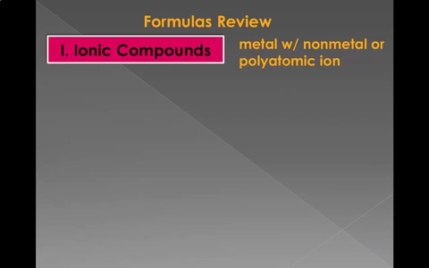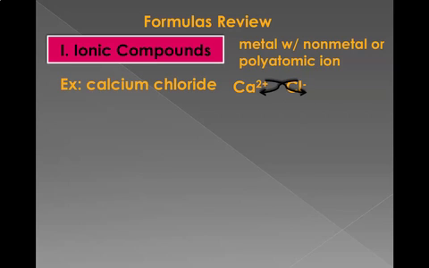For ionic compounds, that would be a metal with a nonmetal or with a polyatomic ion. For example, we have calcium chloride. Calcium is a +2, chloride is a -1, so we're going to cross over the charges just like that, and that's going to give us CaCl2.